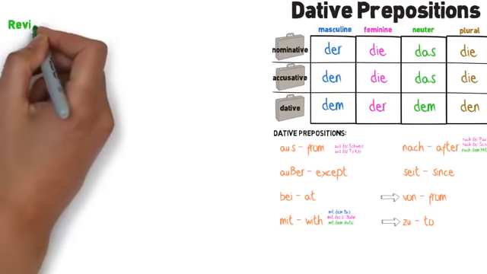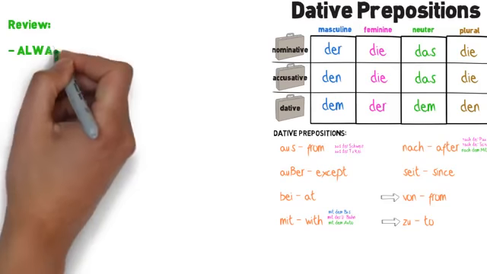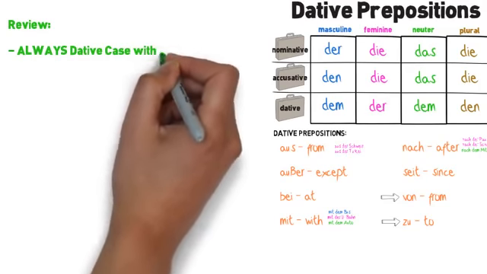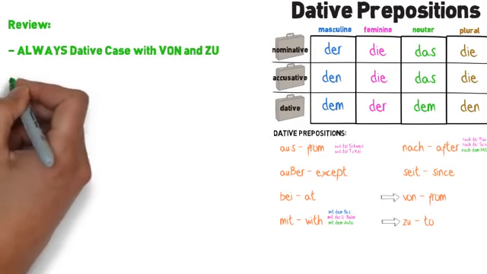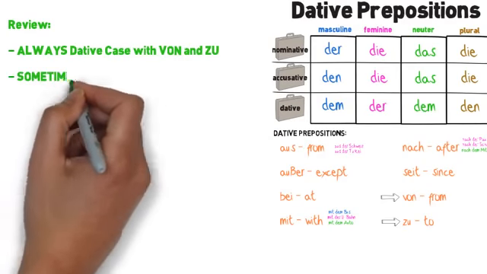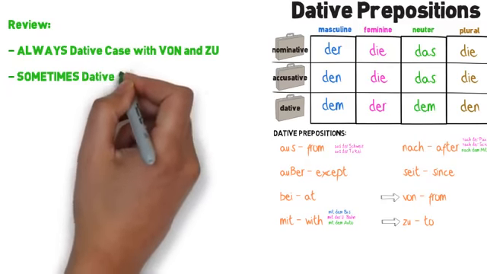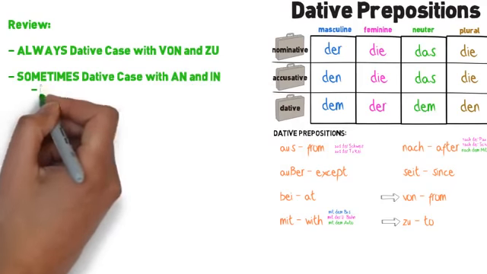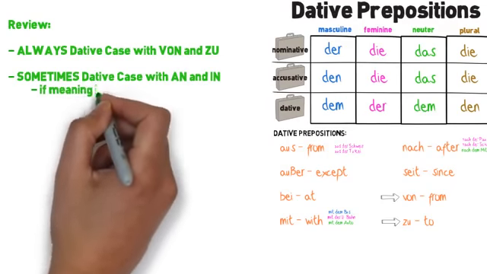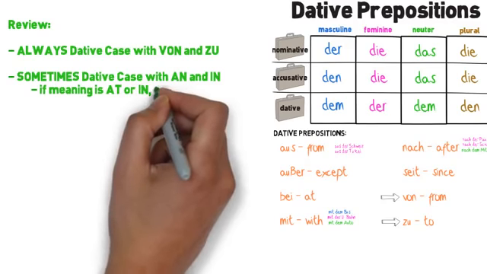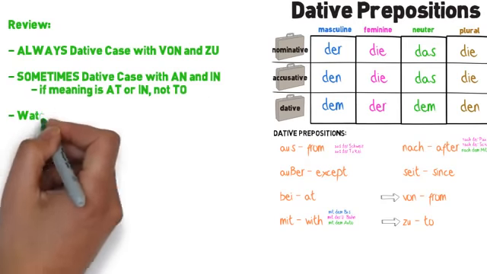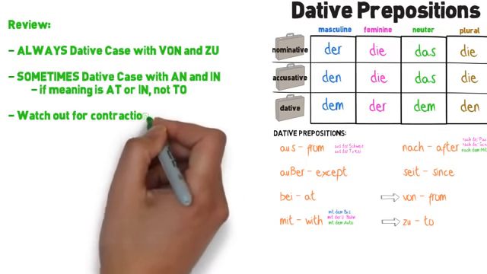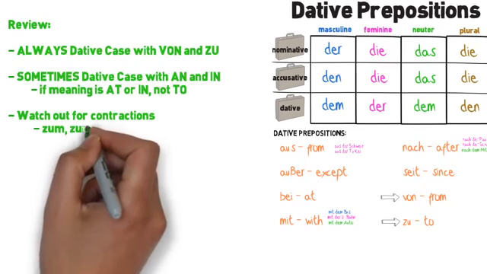Okay, time to review. You always need to use the dative case with von and zu, as well as the other prepositions listed in orange on the bottom right of your screen. You will also need to use the dative case with in or an, but only if your meaning is in or at, not to. Now, von, zu, in, and an all have contractions that might be options, so you're going to need to watch out for those and use those appropriately, but don't use those when you're using a possessive form or an indefinite article.